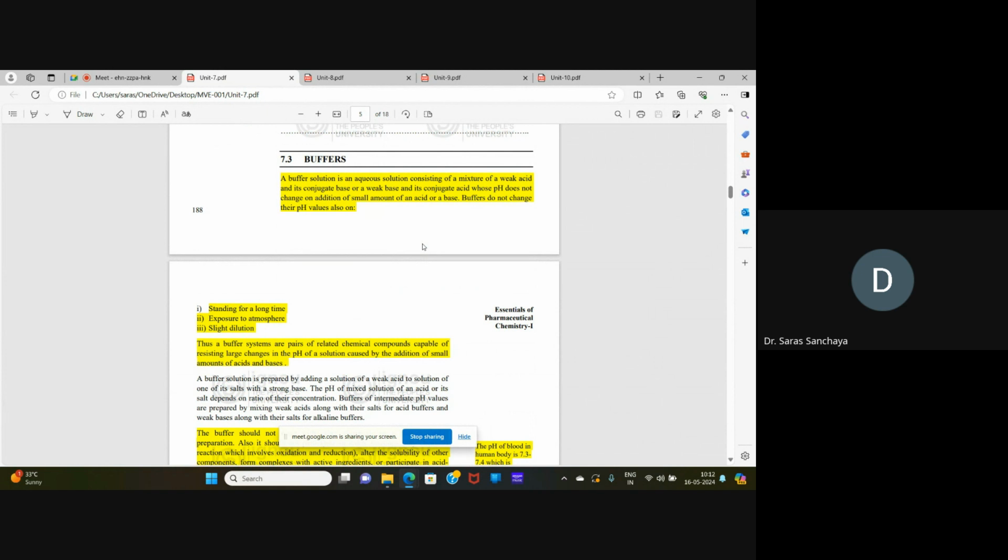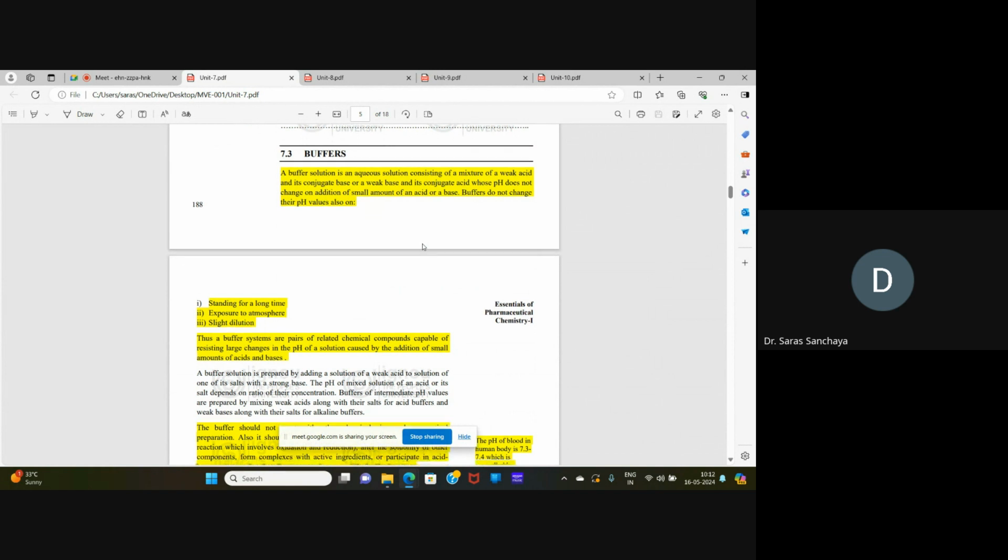So buffers can be weak acid and its conjugate base, or weak base and its conjugate acid, whose pH does not change. Thus, buffer systems are pairs of related chemical compounds capable of resisting large changes in the pH of a solution caused by the addition of small amounts of acids and bases.